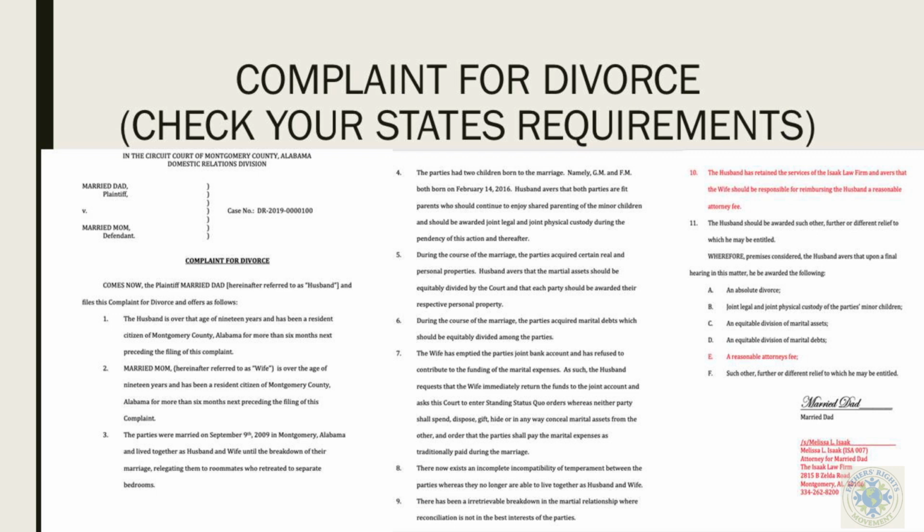In this one, you identify the husband is over the age of 19 years, has been a resident citizen of Montgomery County, Alabama for more than 6 months before the filing of this complaint. You allege the same thing with her. Married, over the age of 19, a resident citizen of Alabama, been a resident for more than 6 months. You have to show the court, I meet the residential requirements to file for relief in this court.